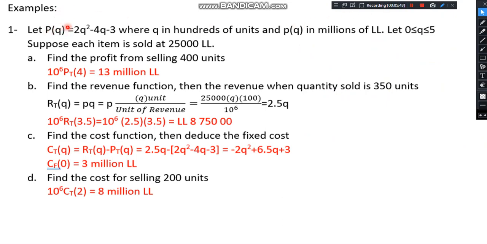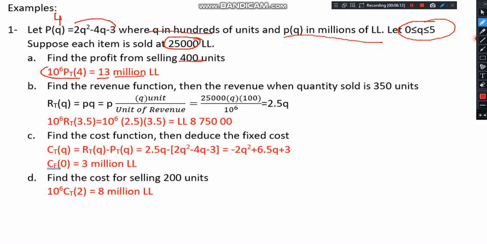Example: this is the profit function, where Q is in hundreds and P of Q is in millions of Lebanese lira. Don't forget Q is between 0 and 5. Suppose each item is sold at 25,000. Find the profit from selling 400. So we do P of 4 and multiply it by a million. If you replace Q by 4, it will be 13 million.